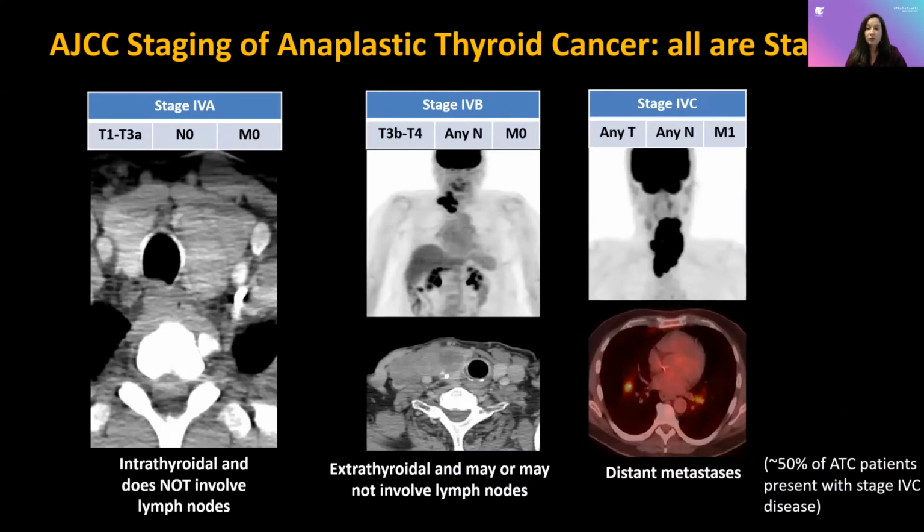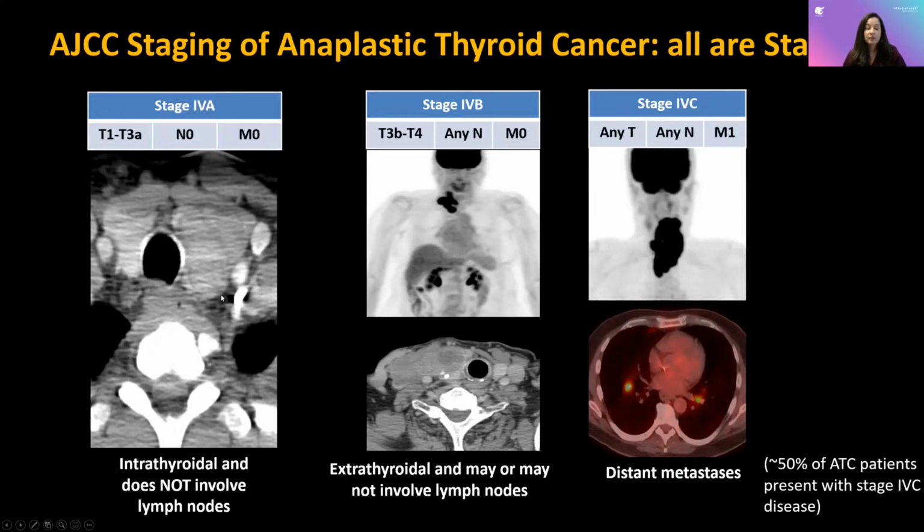The staging for anaplastic thyroid cancer is always stage 4. We have 3 categories of stage 4, 4A, 4B, and 4C. And that's because of how aggressive this disease is and how poor the survival used to be with this cancer.